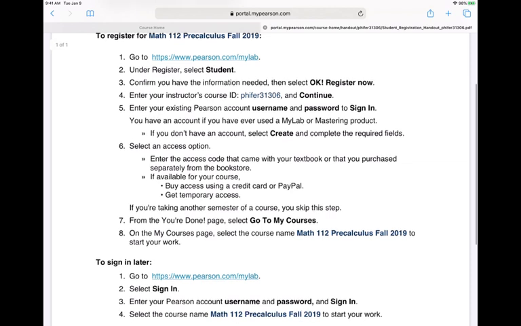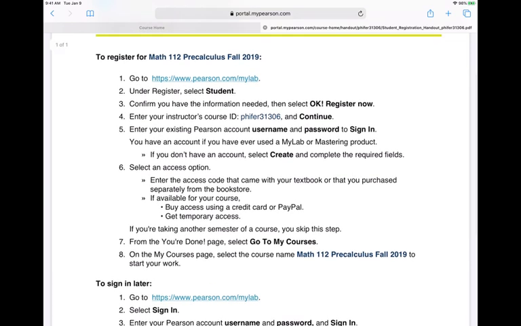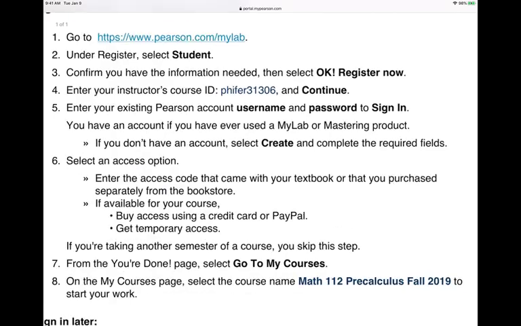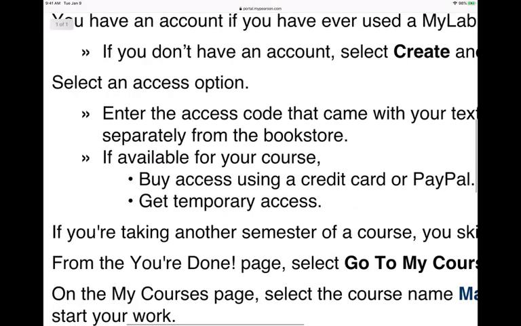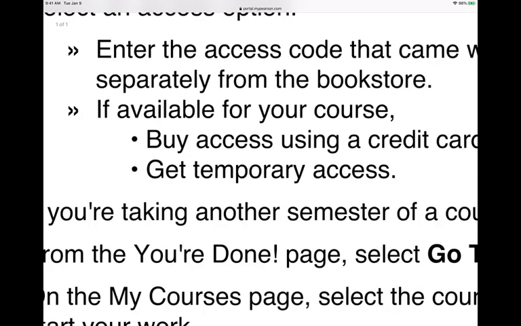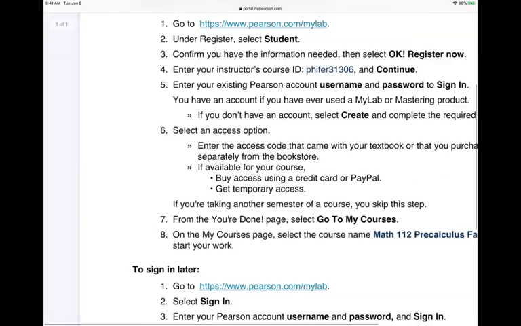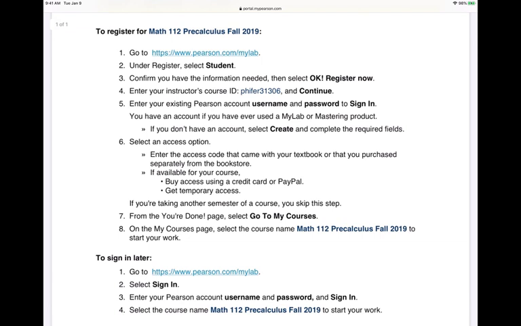Right here in section 6, it says select an access option, either enter an access code if available for your course, and you see right there it says get temporary access. We're going to use that route, and that'll give us 2 weeks of temporary access just for us to get some practice and exposure to Pearson. If you're watching the video, you can screenshot this screen, but we want to follow these instructions and register for Pearson.